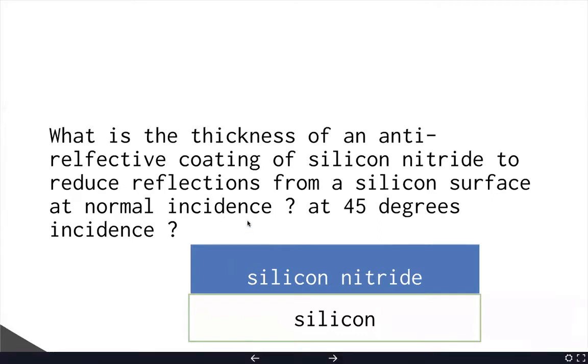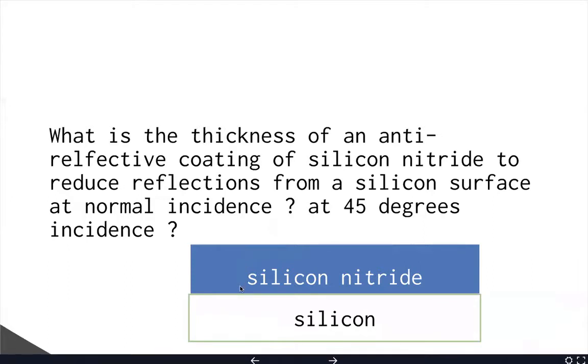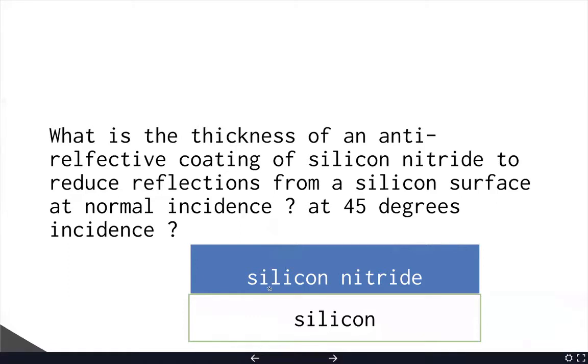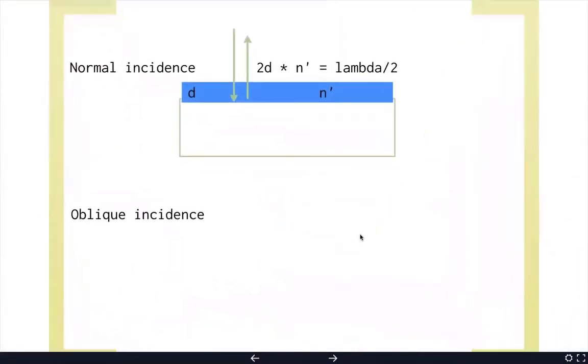we can work it out by simply drawing the light, right? You have to minimize the reflections from the silicon surface. So you have a portion of the light coming down here, reflecting off. A portion of the light coming down here and reflecting off here. So you want to make sure those two destructively interfere. So as we saw before, you can simply make this thickness equal to lambda over 4 times n, where n is the refractive index of silicon nitride. At 45 degree incidence, it will be slightly different because you have to take the angle into account. So at normal incidence, you have an answer which shows like that.